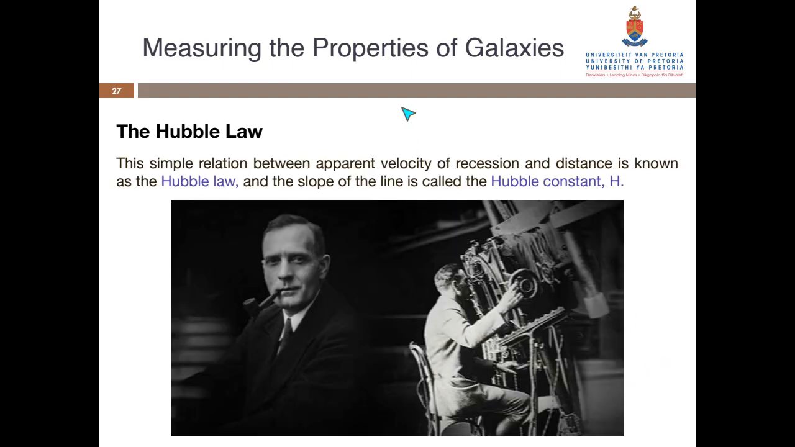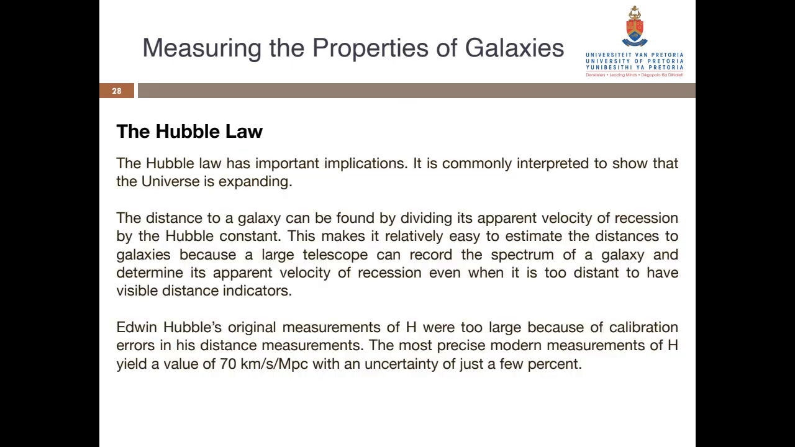The simple relation between the velocity of recession and distance is known as the Hubble law, and the slope of the line is called the Hubble constant. The Hubble law is important because of its implications, and it is commonly interpreted to show that the universe is expanding.